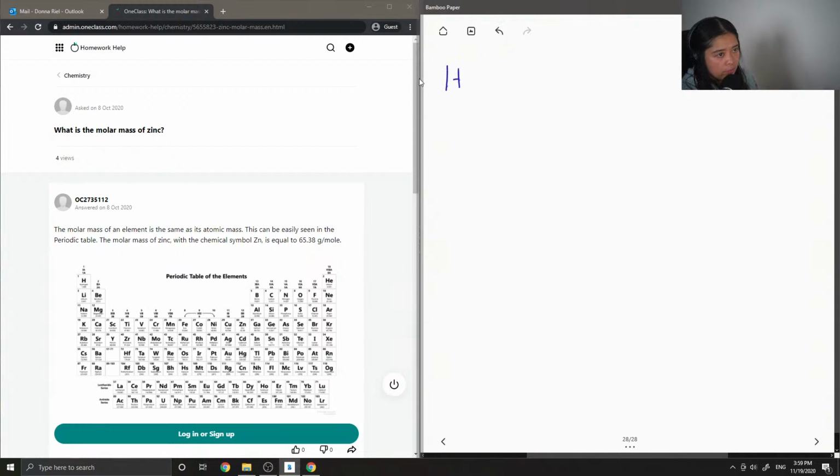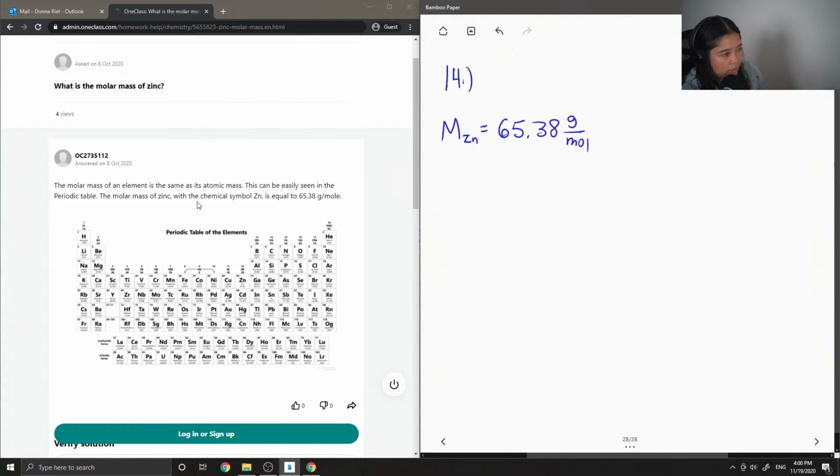Okay, so question 14 just asks, what is the molar mass of zinc? So the different molar masses of individual elements can be found on the periodic table. In the case of zinc, it is 65.38 grams per mole. So the junior tutor said the molar mass of an element is the same as its atomic mass. This can be easily seen in the periodic table. Molar mass of zinc, with the chemical symbol Zn, is equal to 65.38 grams per mole.